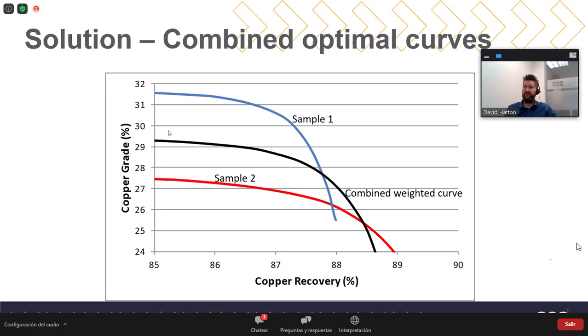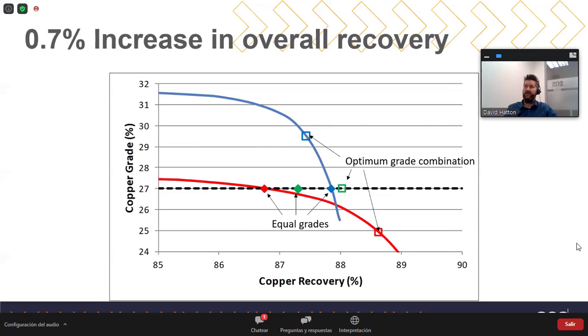So what we've done is we've just considered each of these samples equally weighted, and when we combine them with the right points in each, we get this black curve. Interestingly enough, this curve occurs above at 27% copper grade. It occurs at a higher recovery than we were getting for both of those samples. Well, how does that happen? Well, usually you would be selecting equal grades for each sample you process.